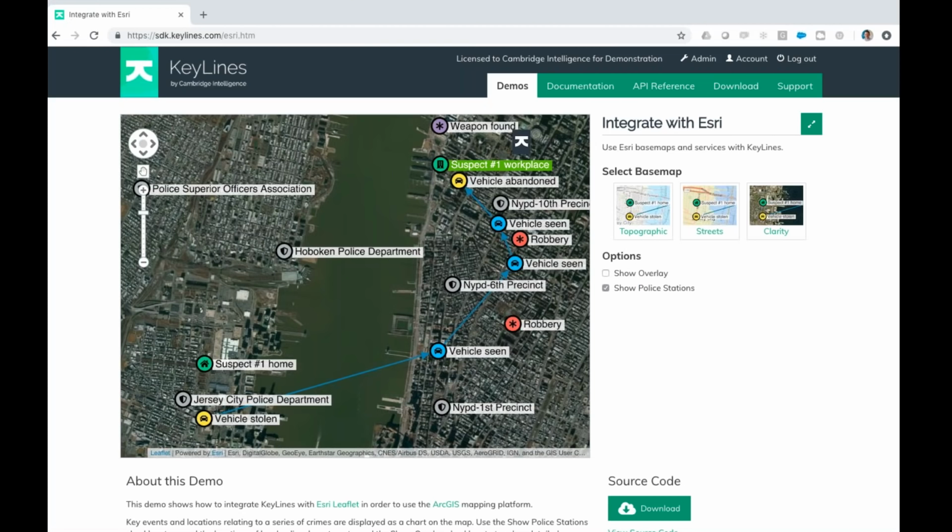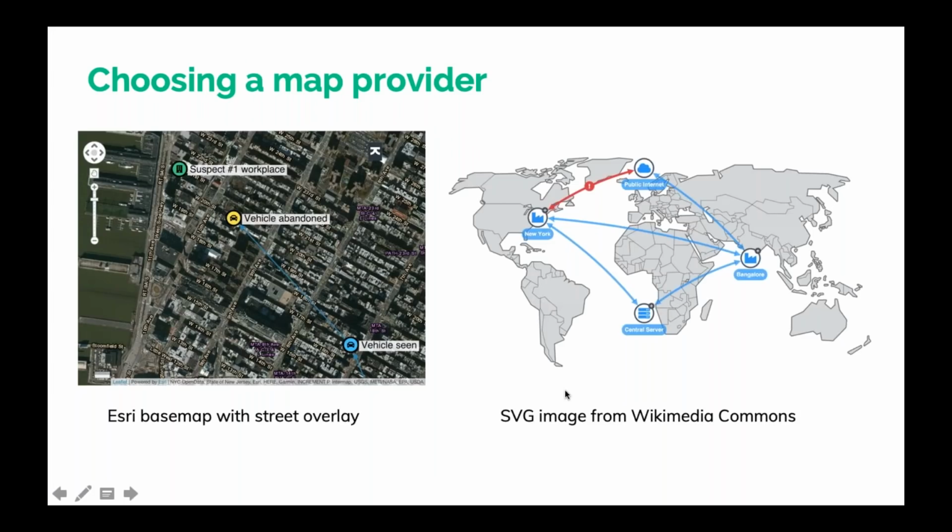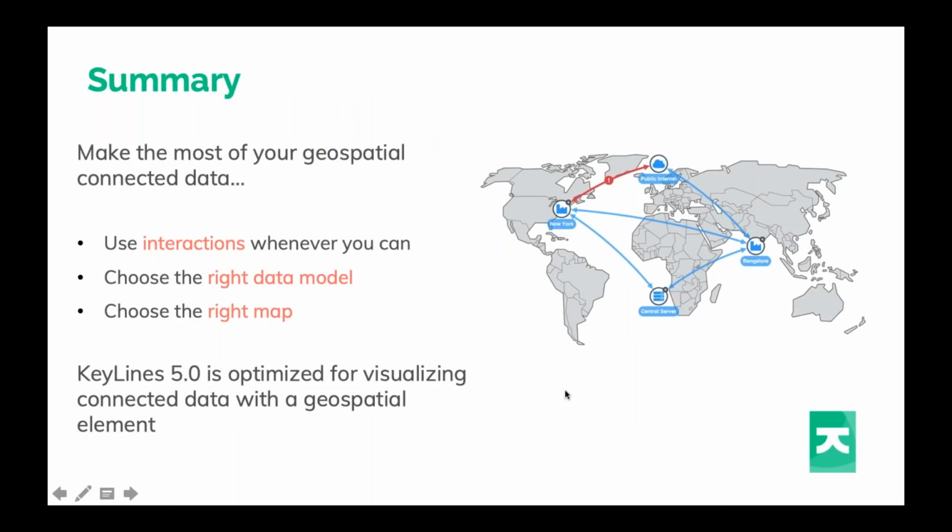Okay, so let's go back to the presentation. Just to summarize, really, a lot of what I'm talking about today is not specific to the new version of KeyLines. It's general advice on how to get the most out of geospatial connected data. Don't let the requirement to put connected graphs on a map ruin your visualization. There's a lot of ways you can really get extra insight out of it.